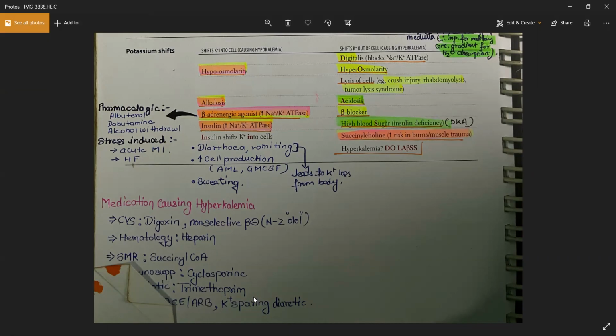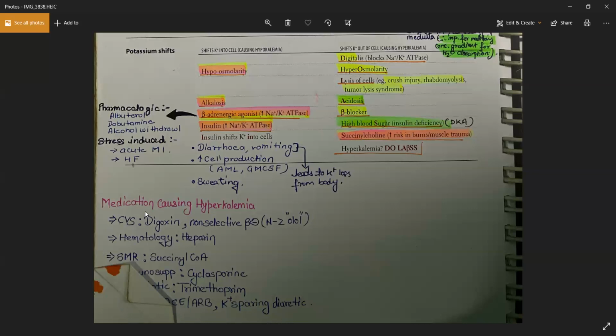Spectrum antibacterial drug, right? Trimethoprim-sulfamethoxazole, this combination, right? Similarly, potassium-sparing diuretics can cause it. Angiotensin-converting enzyme inhibitors and ARB drugs can cause hyperkalemia. So these are all the causes of hyperkalemia.